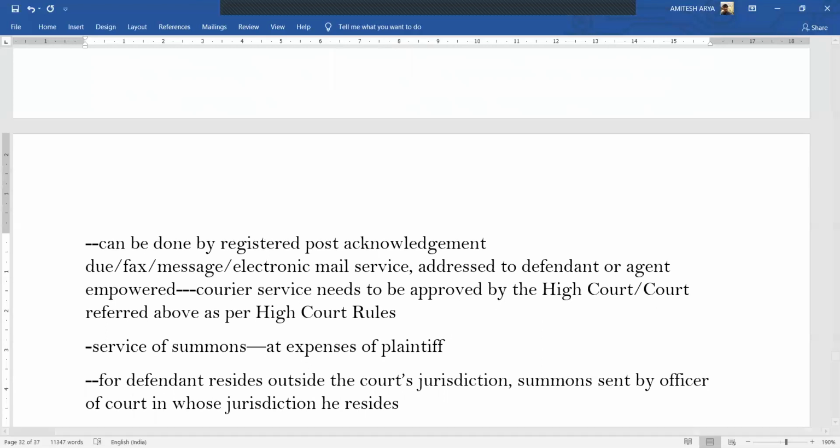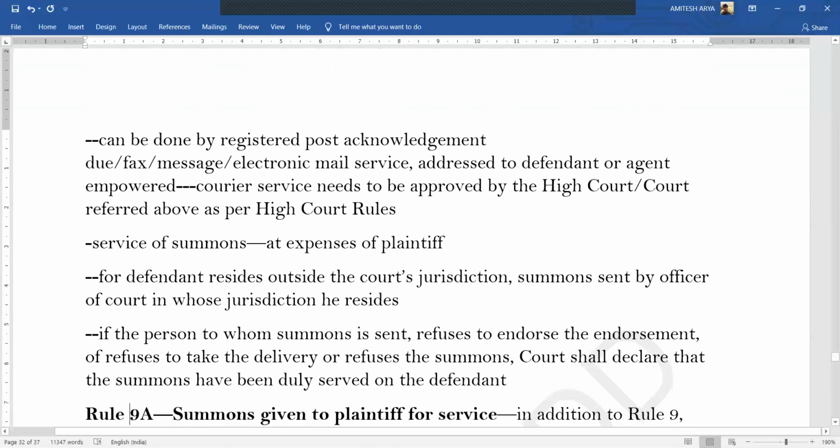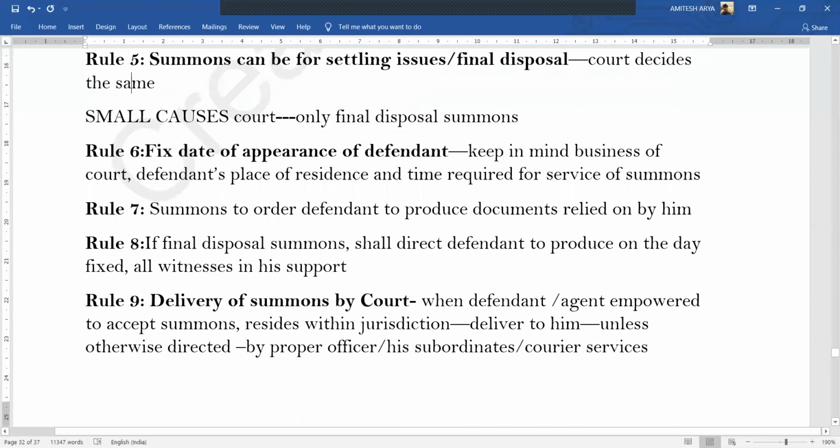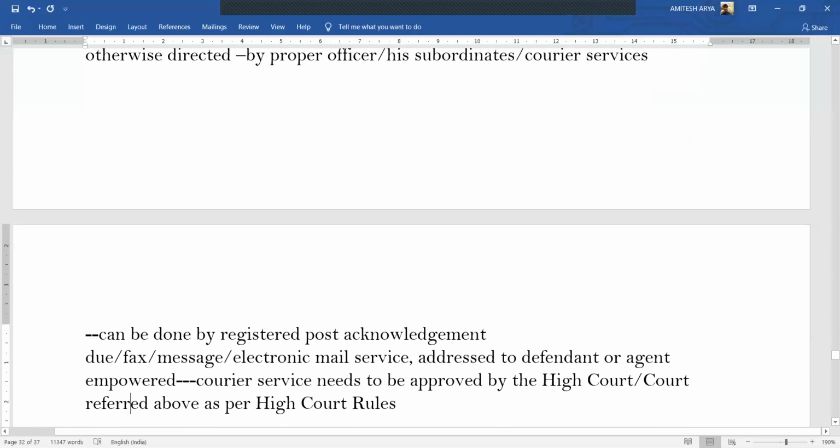And if the defendant is residing outside the court's jurisdiction, there the summons will be sent by the officer of a court in whose jurisdiction that person is residing. Now, if I'm sending you a summons, and you're refusing to endorse that you have received it, or you're refusing to take its delivery, this court, after hearing all these factors, will then declare that, okay, even though you have not signed, even though you have refused, the summons will be taken to have been duly served. This is an important section, that is delivery of summons by court.